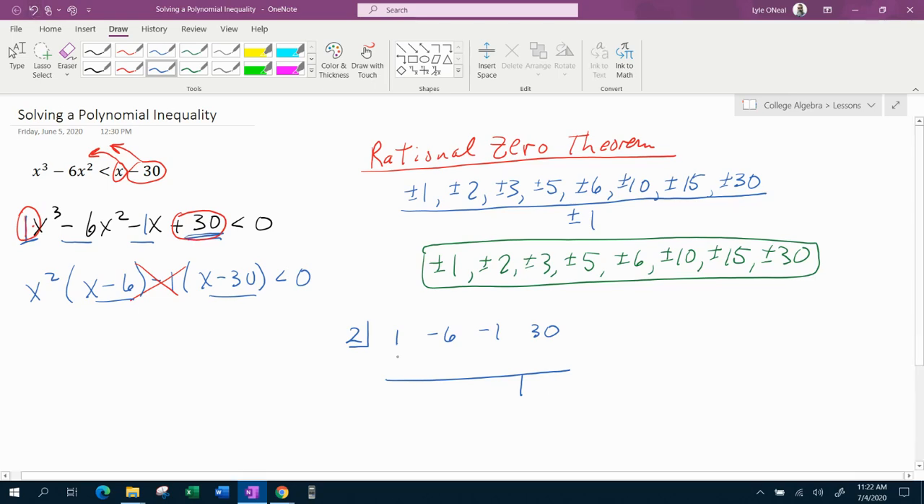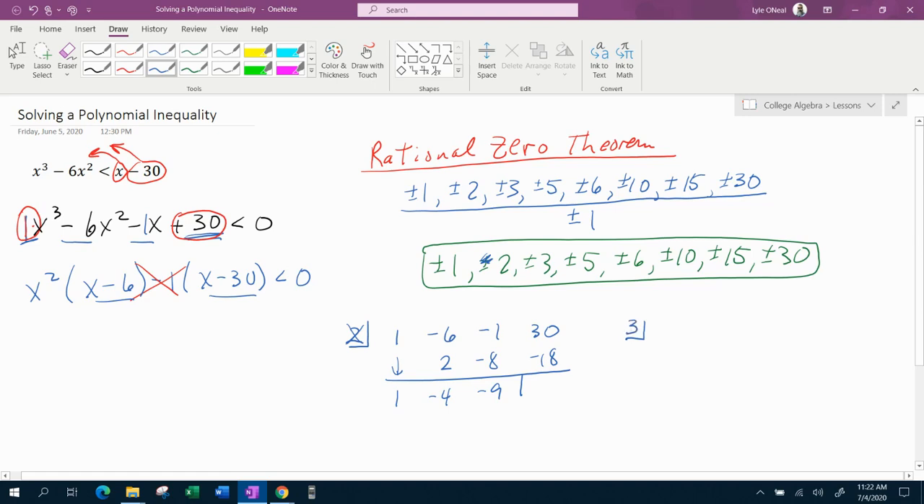Okay, synthetic division. We're going to start by bringing the 1 down. 2 times 1 is 2. Negative 6 plus 2 is negative 4. Negative 4 times 2 is negative 8. That makes negative 9. Negative 9 times 2 is negative 18, and that is not going to be 0. So that means that positive 2 doesn't work, and we can eliminate positive 2 from our choices. Then we have to move on and pick a different number to try synthetic division with.